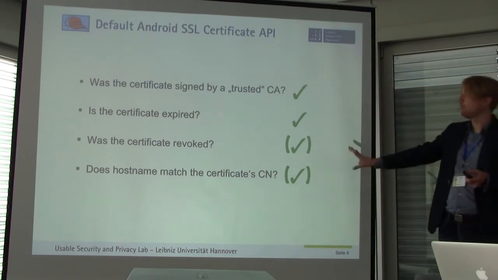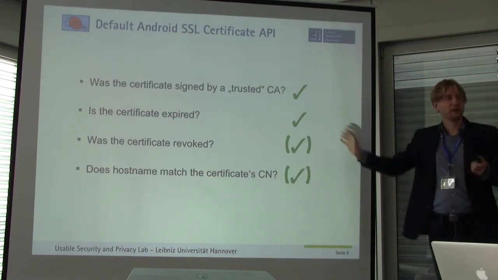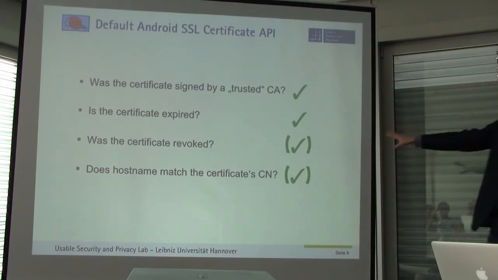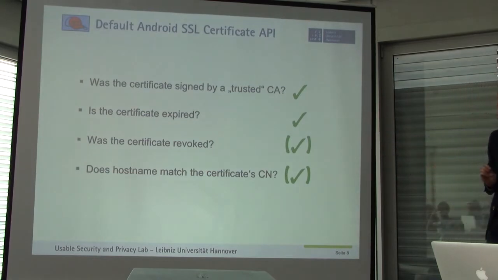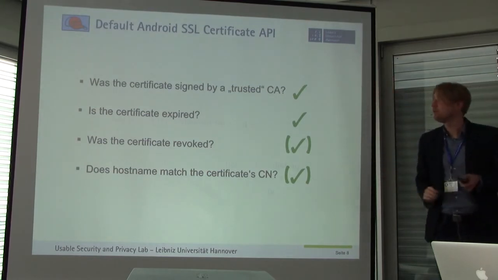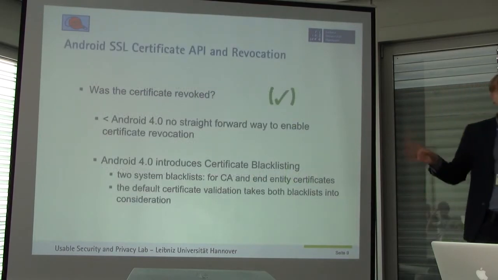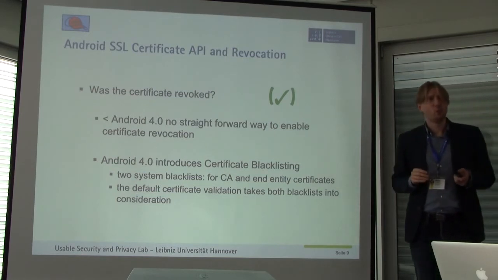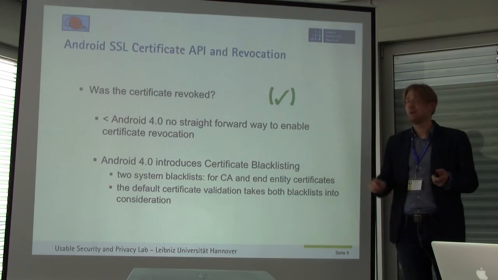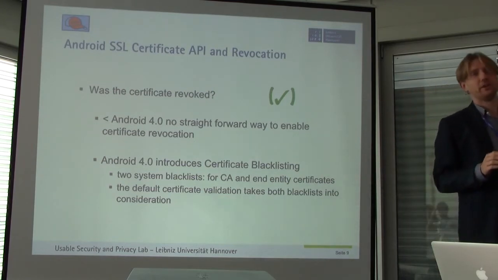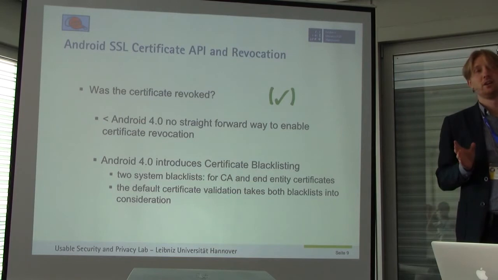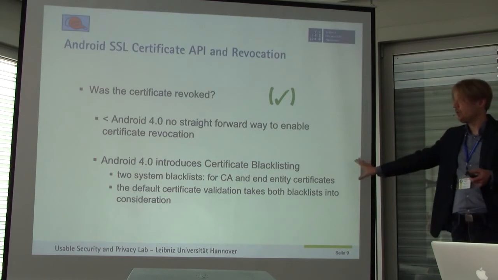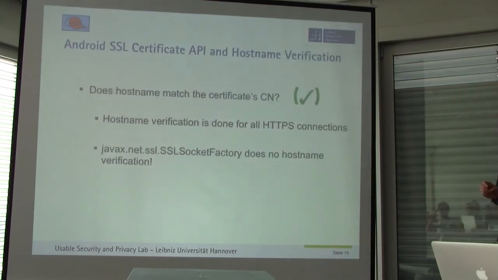Those four issues are all here, and as you can see, they all have a little green tick, although there are two in brackets, and we'll look at those in a moment. Basically, they did think of everything, and they do try to do everything. Revocation in Android before 4.0 is a little tricky, so there's no straightforward way of doing that. In Android 4.0, they introduced certificate blacklisting. And I know there's a whole host of issues with certificate revocation, which we'll also ignore for the moment. But in theory, there is a system in place which you can use.